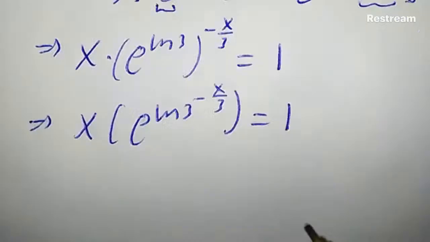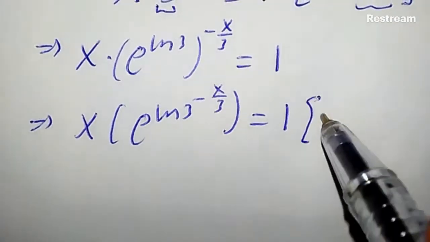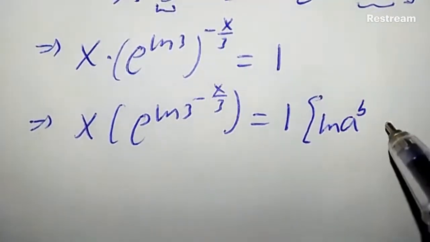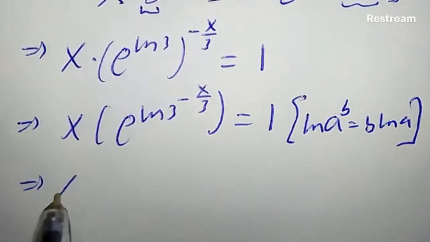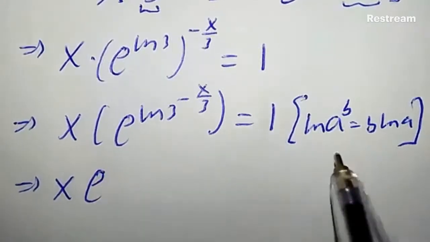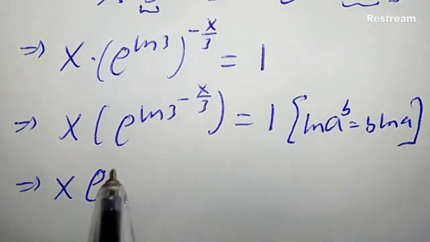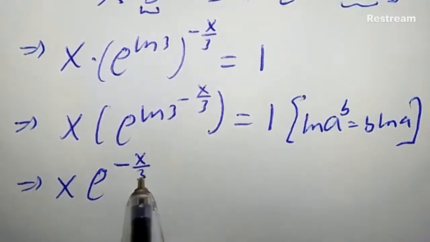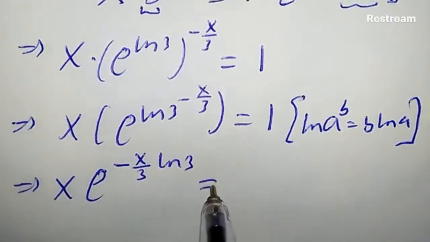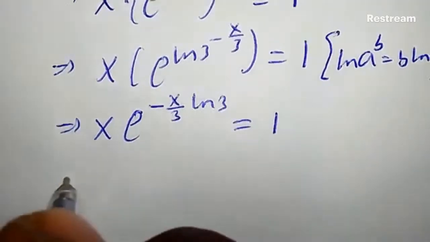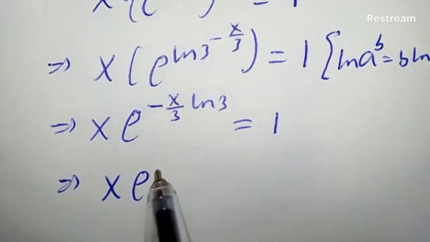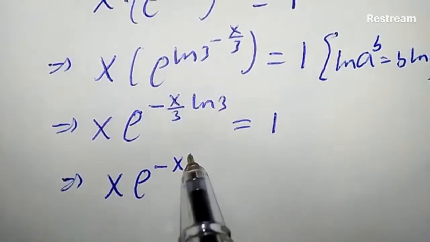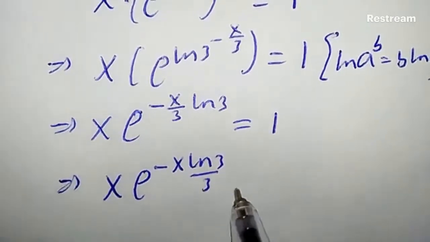is equal to 1. It is also good to recall one of the logarithm rules. It says whenever we have ln a to the power of b, it is equal to b times ln a. So we have x times e to the power of, when we apply this logarithm rule to this power, negative x over 3 times ln 3 equal to 1. So let's proceed further. This implies that x times e to the power of negative x over 3 times ln 3, that is negative x times ln 3 over 3, equal to 1.